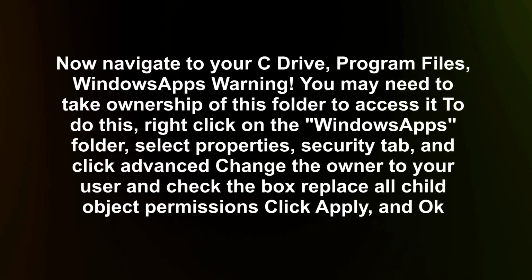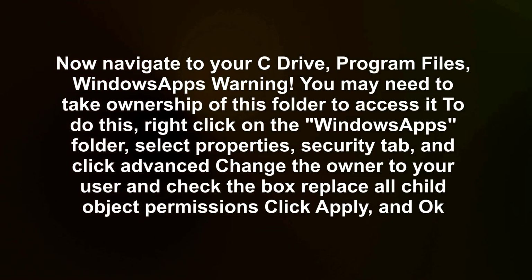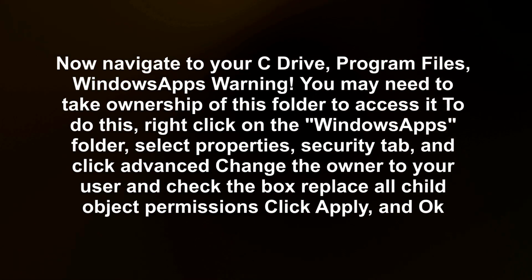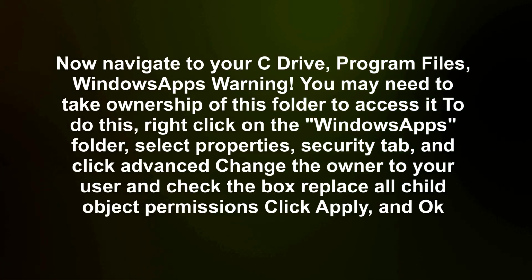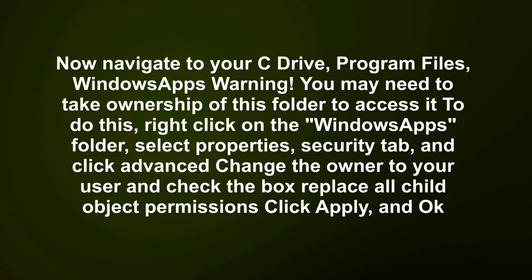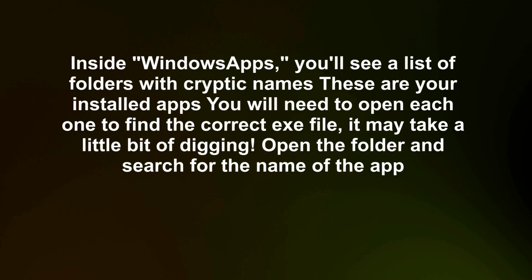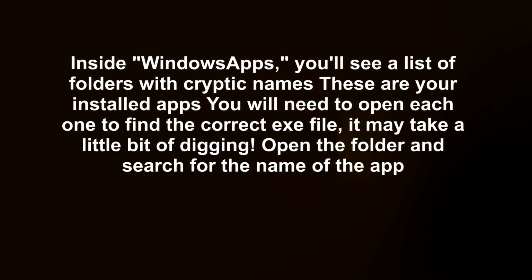To do this, right-click on the WindowsApps folder, select Properties, Security tab, and click Advanced. Change the owner to your user and check the box Replace all child object permissions. Click Apply, and OK. Inside WindowsApps, you'll see a list of folders with cryptic names. These are your installed apps.